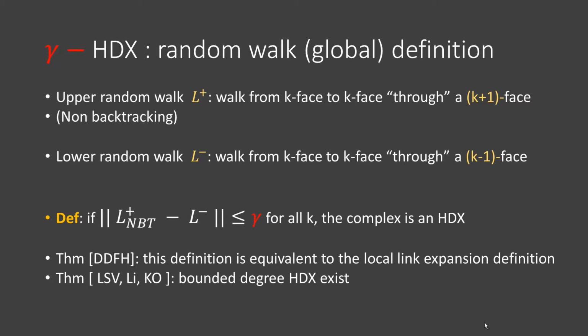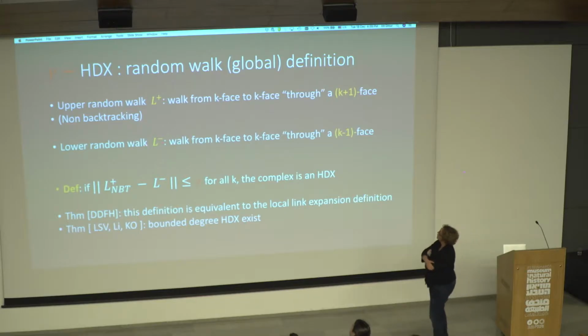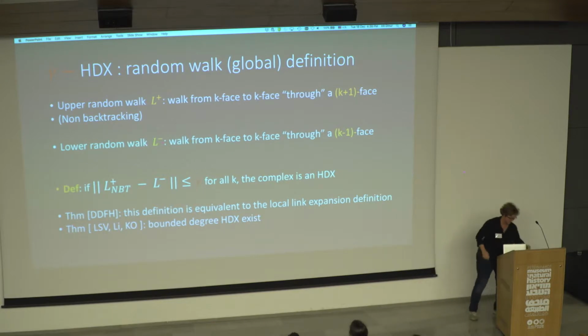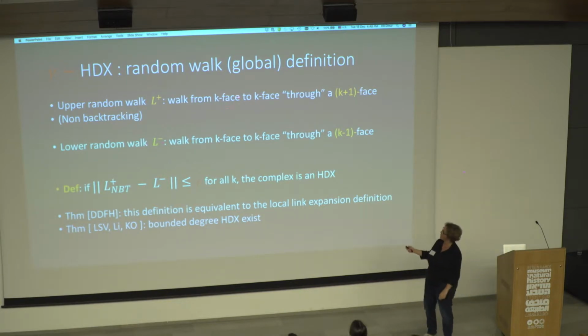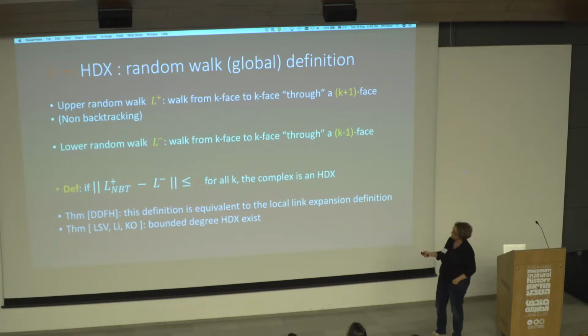Okay, so now I have this general definition. So I have this random walk L plus, which walks from, now I use this terminology, K face. This is just a hyperedge of size K, or more accurately K plus 1. So this is just a subset of size K plus 1. So you walk from a K face to a K face by first going up to a K plus 1 face and then going back to a K face. And I'm looking at the non-backtracking version so that I don't need to worry about the different collision probabilities. So that's my L plus.